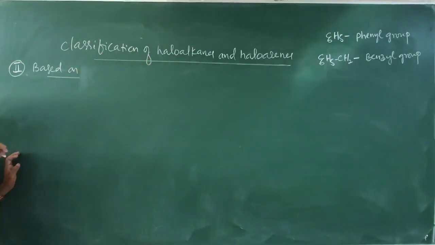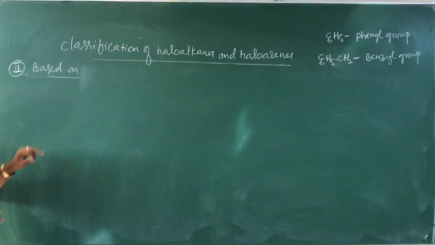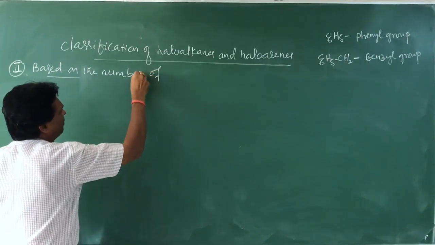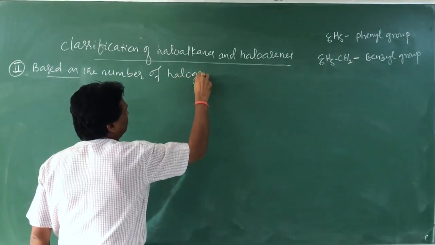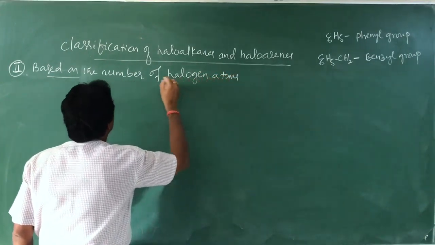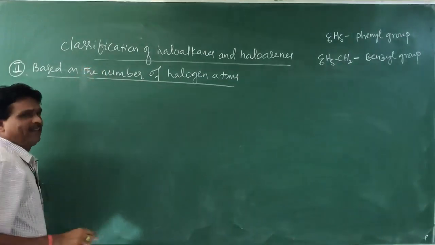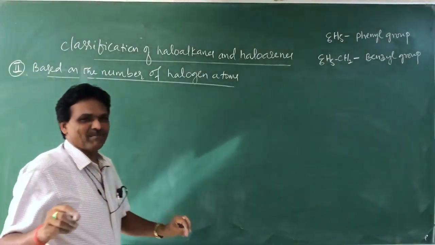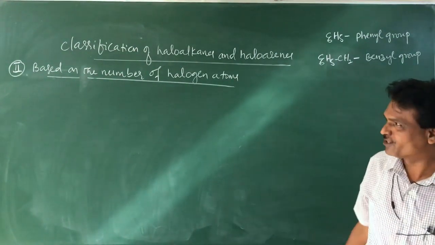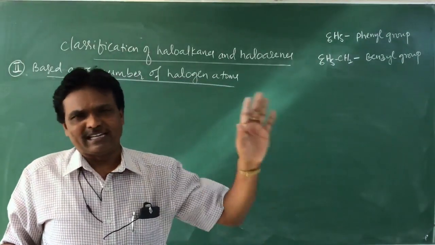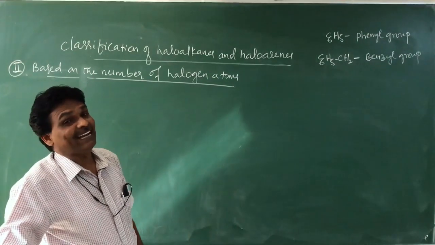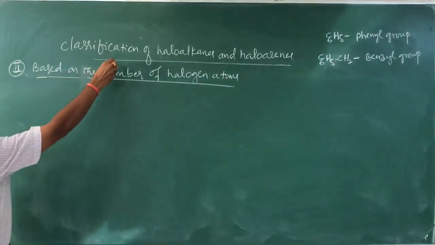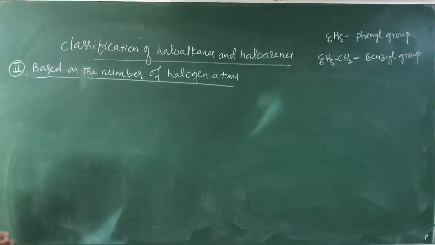Classification of haloalkanes and haloarenes based on the number of halogen atoms. So what are haloalkanes and haloarenes? How are they classified? Based on the number of halogen atoms. So based on the number of halogen atoms, the haloalkanes and haloarenes are divided into three kinds.